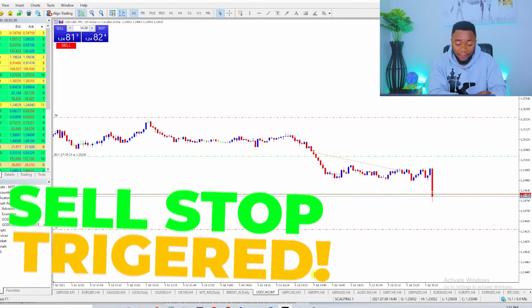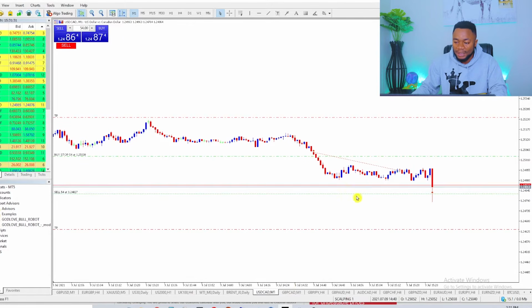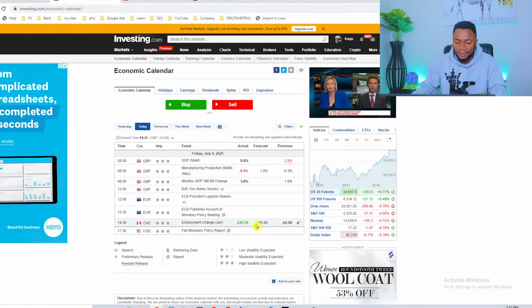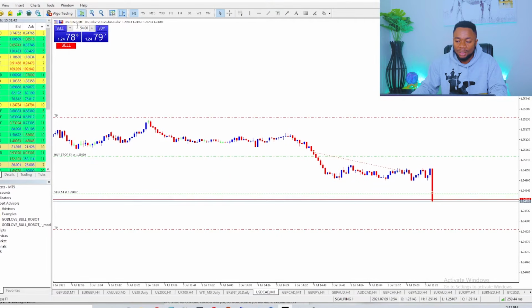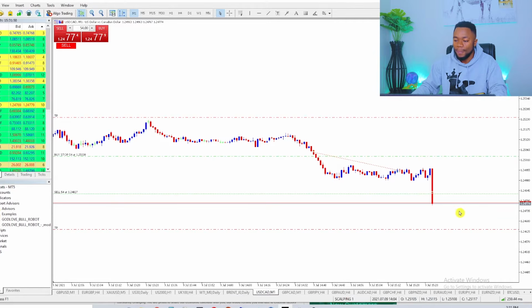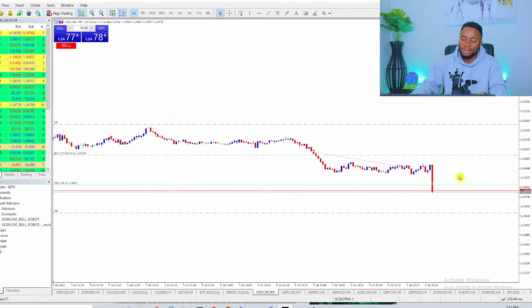So you can see on my phone and also on my computer. We triggered already. It's positive, so we're expecting the market to go down because the data is positive. If you can see here, the data is positive. Since the Canadian dollar here is a secondary currency, the chart has to go down. If it was negative, then the chart would be going up. So let's just wait and see how it reacts to this.